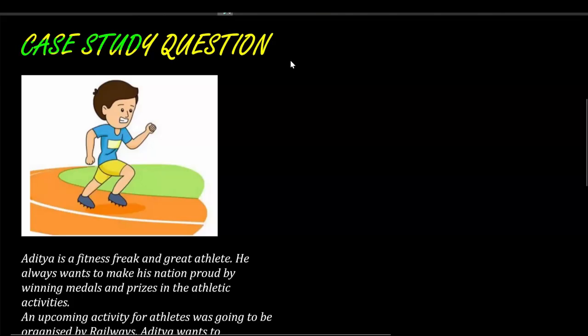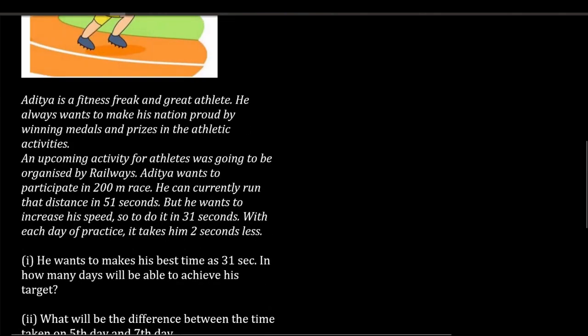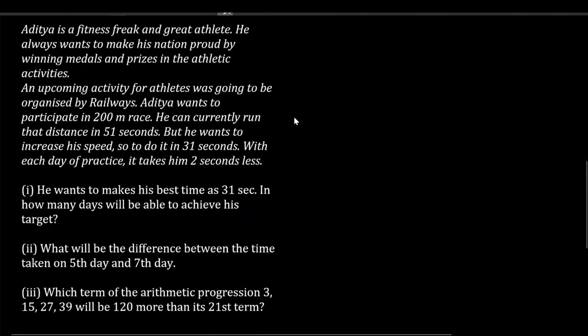In this video, we are going to do one case study question, and this is based on arithmetic progression. If I read the question, it says that Aditya is a fitness freak and is a great athlete. He always wants to participate, make his nation proud by winning medals and prizes in athletic activities. An upcoming activity for athletes was going to be organized by the railways, and Aditya wants to participate in this 200-meter race. So we have one piece of information, that is the 200-meter race.